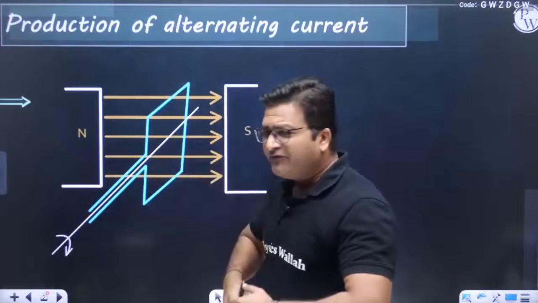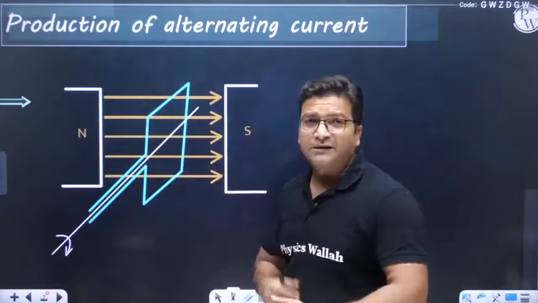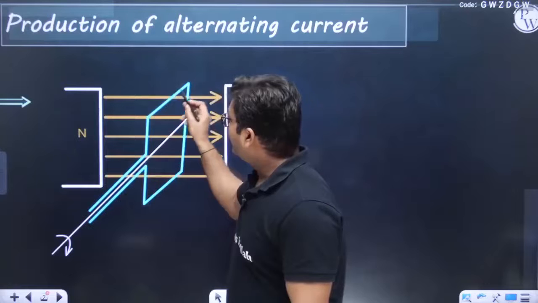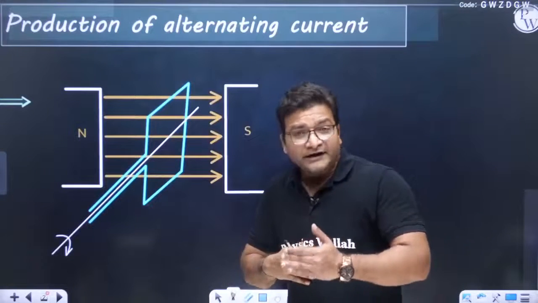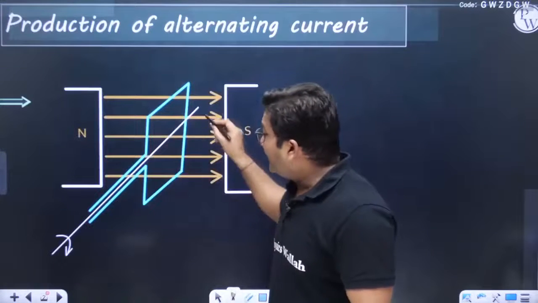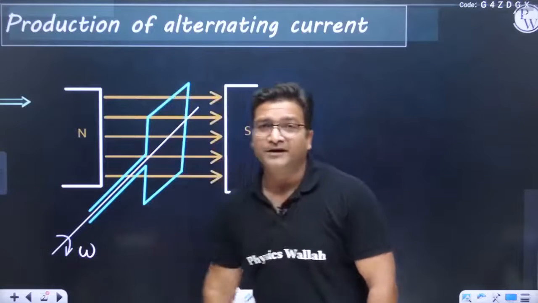Okay, the magnetic field may be variable, but I have drawn it almost uniform for the sake of simplicity. Now we have a coil. Can you see this green coil? It is a coil, let's say, having some certain number of turns in it. And what we do, we rotate this coil at some constant angular speed omega.